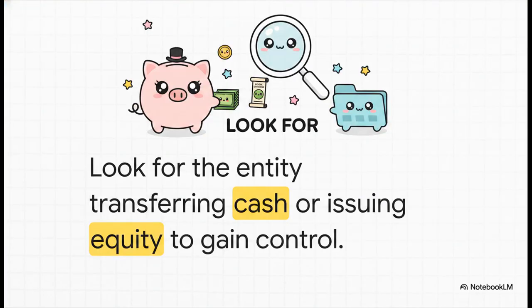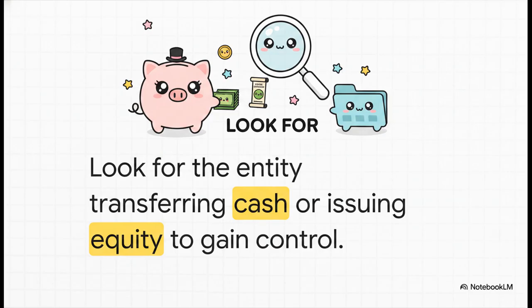The absolute crucial point in Step 1 is identifying the acquirer. Usually, this is the entity handing over the purchase price or issuing the majority of shares to get control of the acquiree. Most of the time, this is super straightforward. The bigger company paying the cash is the acquirer. However, IFRS 3 has some fascinating guidance for things like reverse acquisitions.